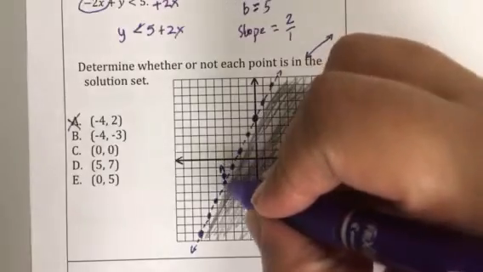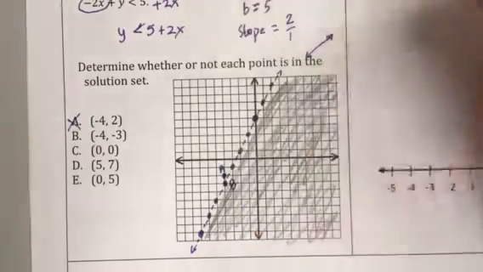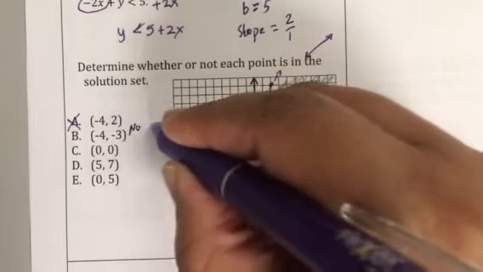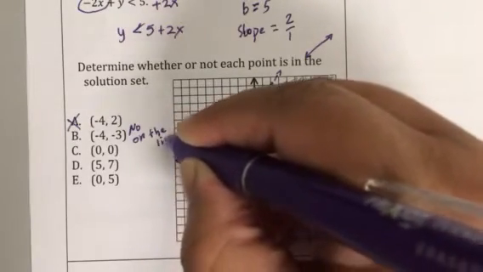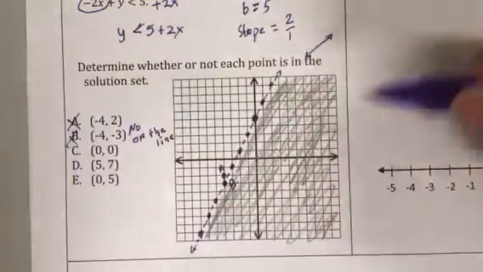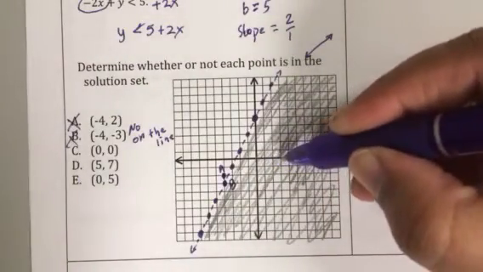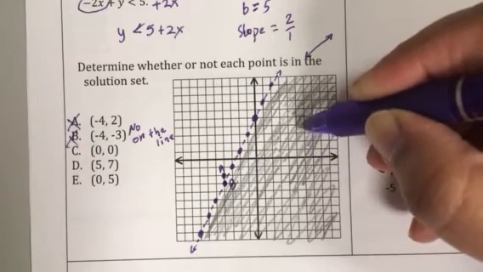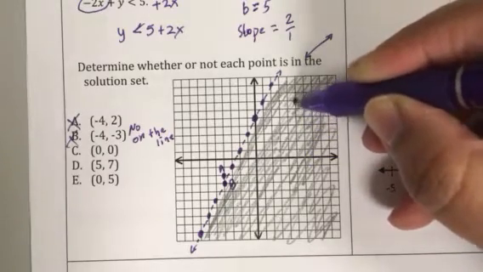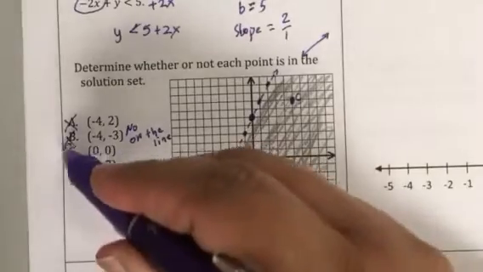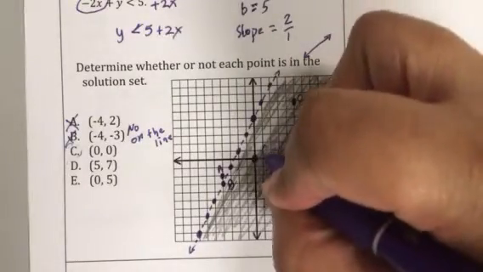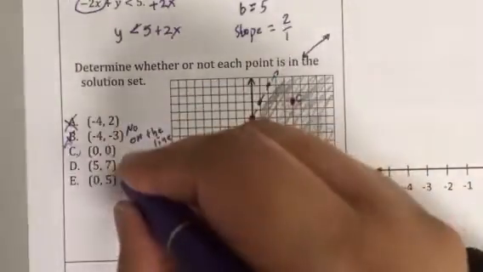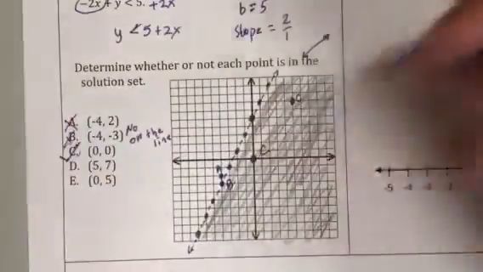Negative 4, 3. This is B. It's on the line, and it's dotted, so it's not a solution. 5, 7. This is C. It's in the shaded region. Oh, I forgot 0, 0. This is 0, 0. That's C. So actually I should put a check mark.